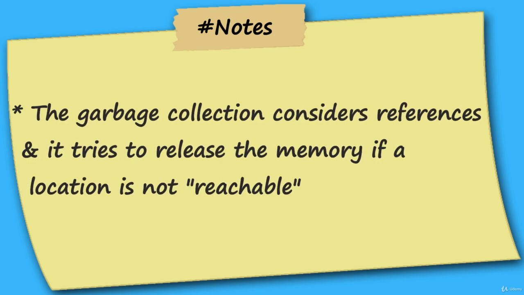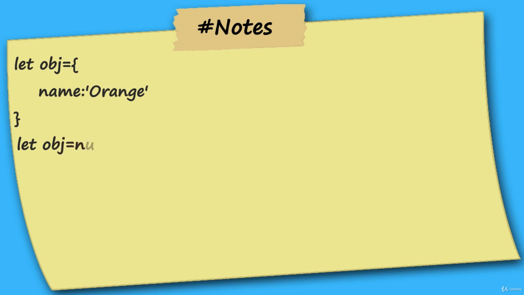The garbage collection considers references and it tries to release the memory if a location is not reachable. Let's try to understand what this reachability is in JavaScript. Let's take an example. You have an object, I'll say let obj is equal to, there is a property I'm creating, I'll say name is equal to orange. Now what I will do, I will say let obj is equal to null.